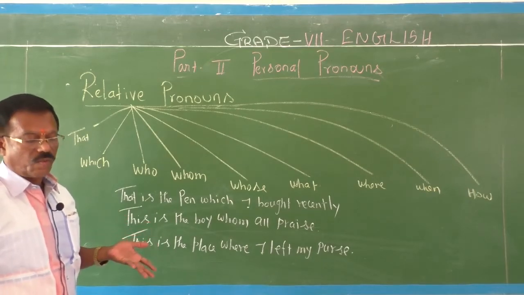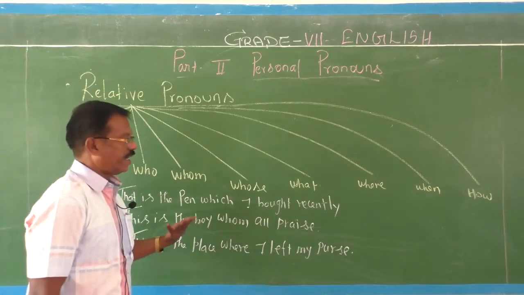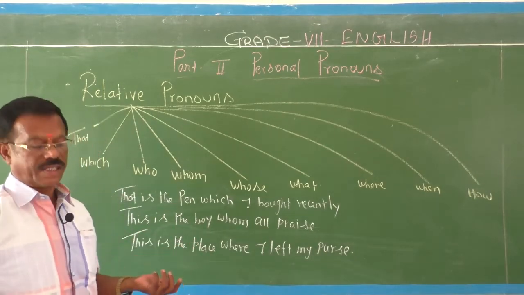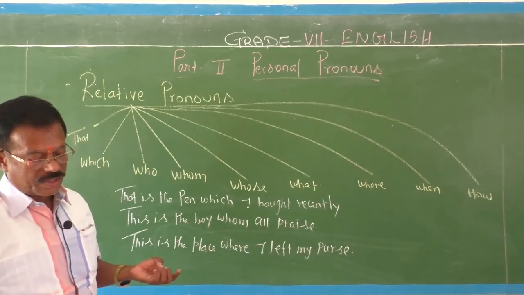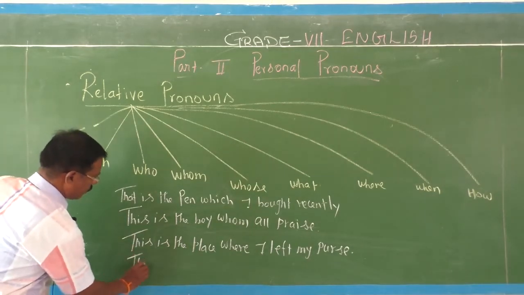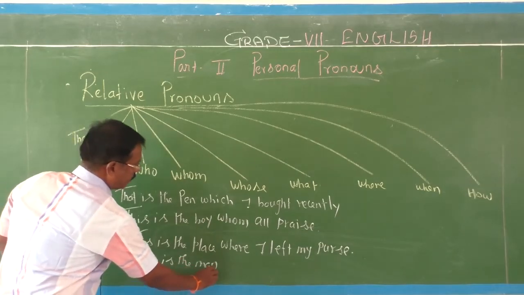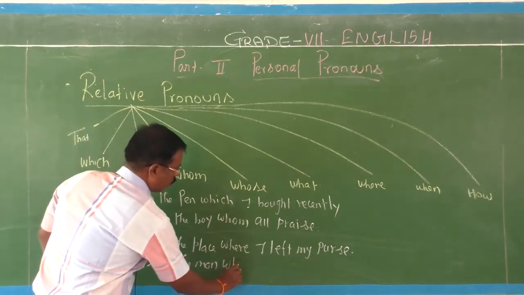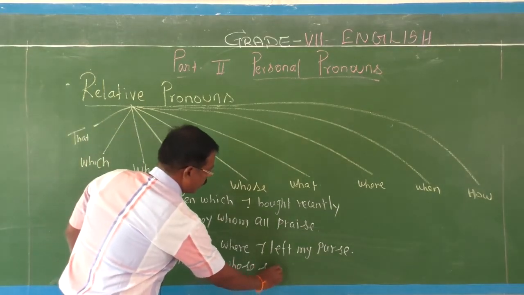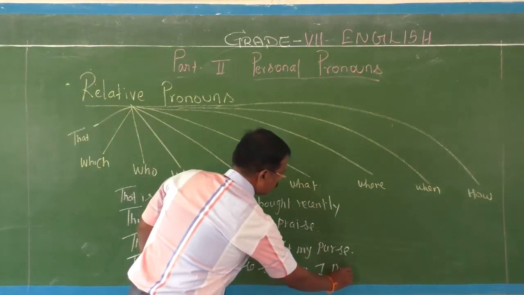I don't know the reason why he's crying. I am ready to follow what he said. So you can give more and more examples for all these relative pronouns. And for whose: this is the man whose son won first prize. One more example: this is the man whose son won first prize.